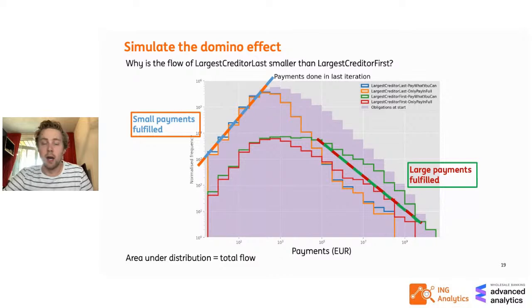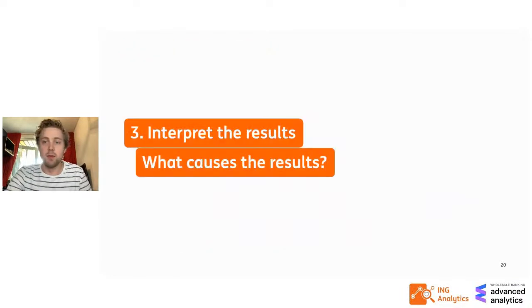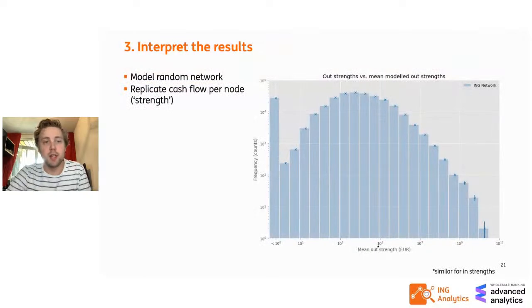So how do we interpret this? What does this mean? Where does this effect of decreasing flow come from? For this, we use a technique where we model the network. As I mentioned in the beginning, we are trying to investigate what the effect of the network structure is on this cascade of defaults.